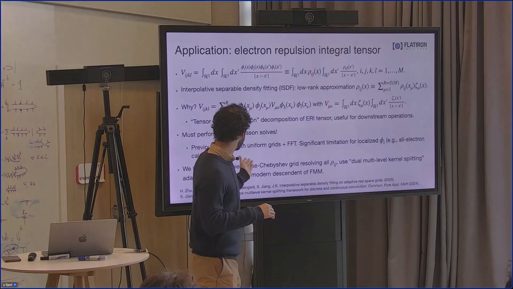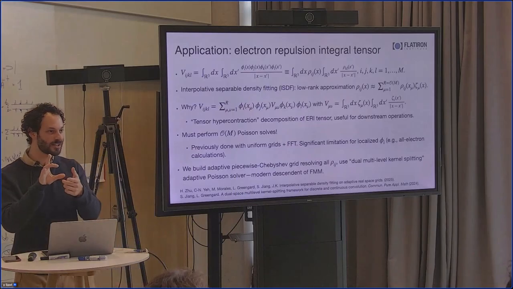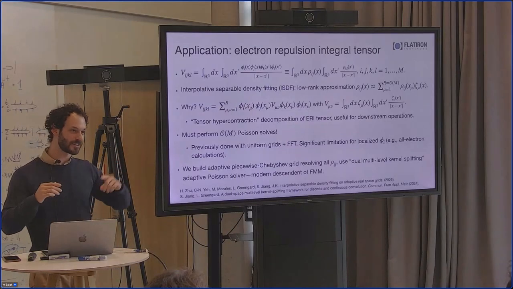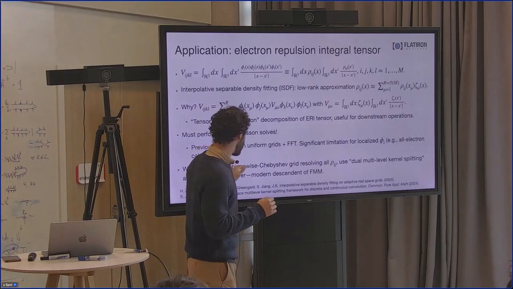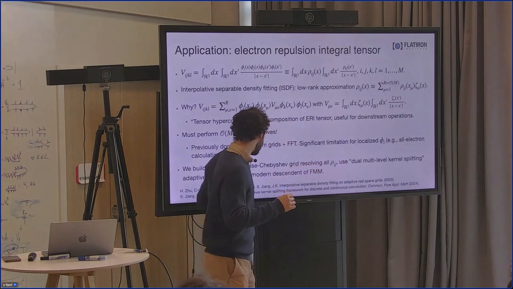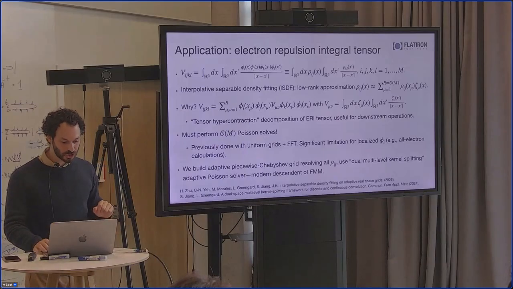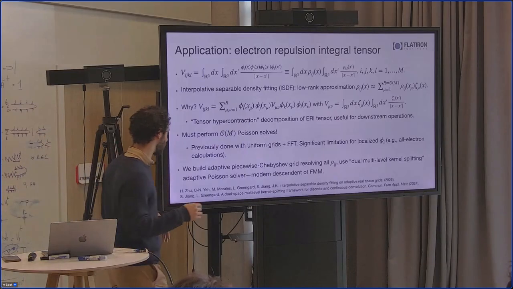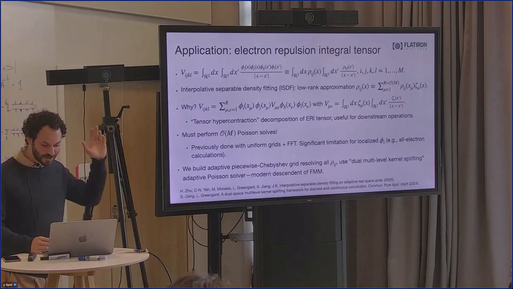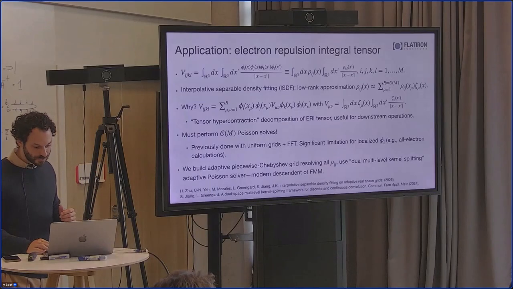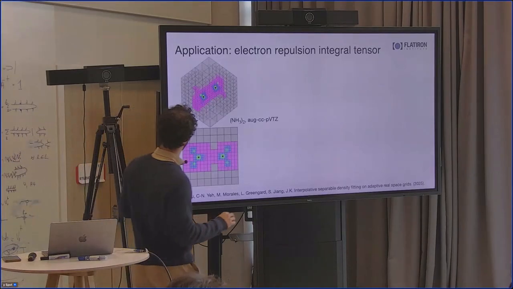We built machinery to approximate all the phi's on an adaptive piecewise Chebyshev grid using the interpolation version of exactly the algorithm that I showed you at the beginning. And then we use a very recent modern descendant of the fast multipole method called DMK, which is very fast and achieves very high throughput in terms of points per second. That's how they measure things because they're linear scaling algorithms. 2 million points per second, roughly. And that's what we did. So let me show some pictures.